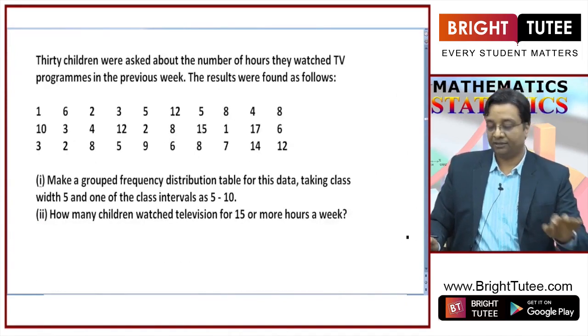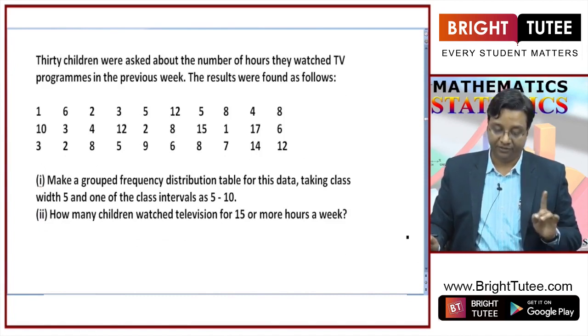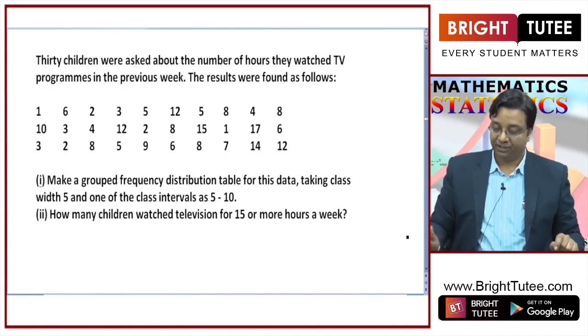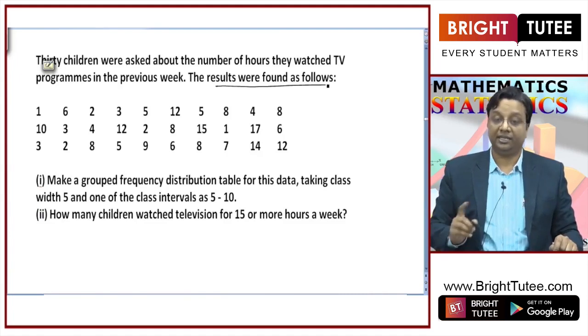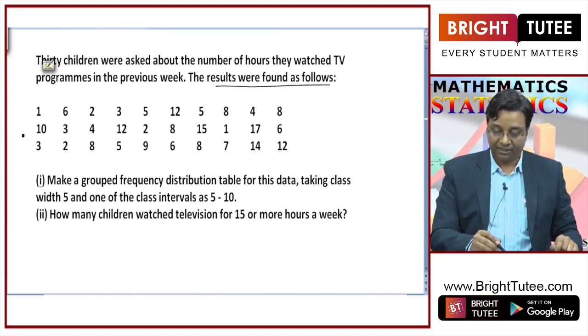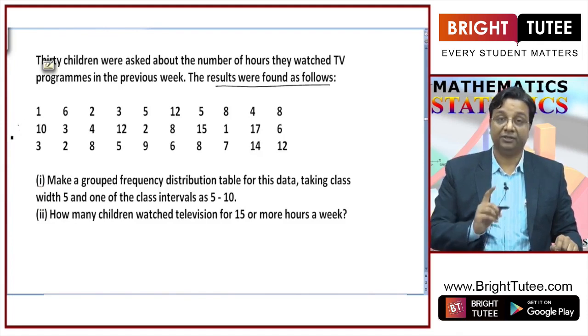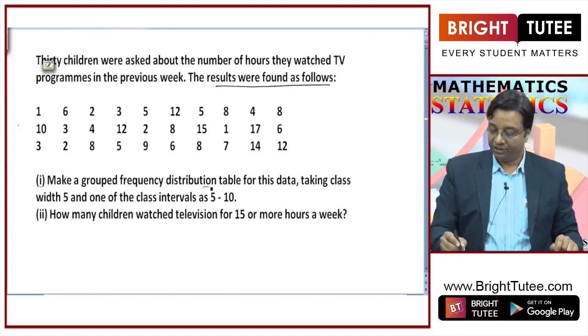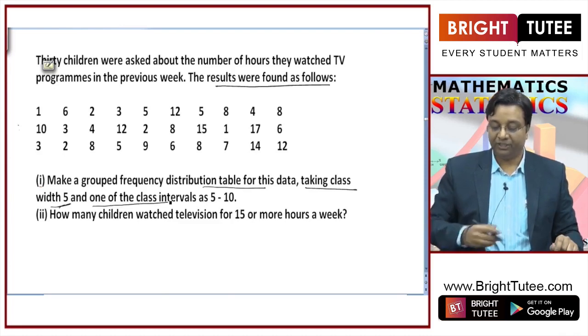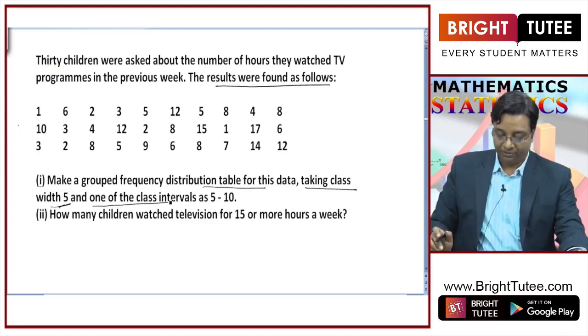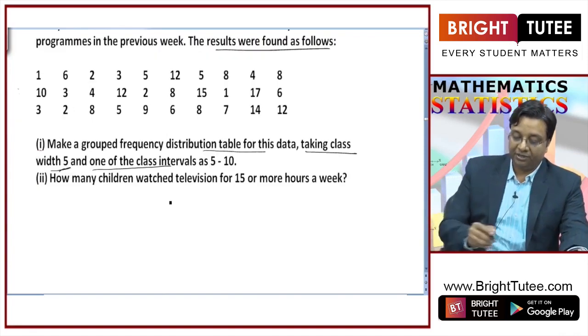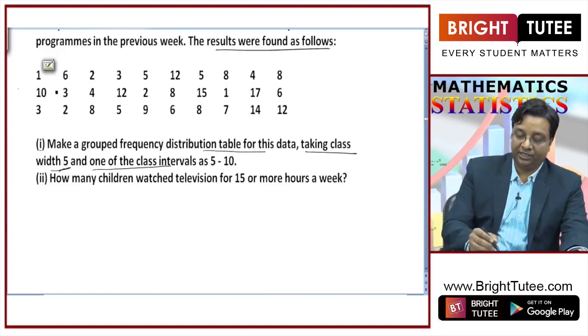"30 children were asked about the number of hours they watched TV programs in the previous week. The results were found as follows." So these are the number of hours they watched TV in the previous week. Make a grouped frequency distribution table for this data, taking class width 5 and one of the class intervals as 5 to 10. So are there numbers below 5 also? Yes, there is number below 5 also. So I'll start with 0 to 5.